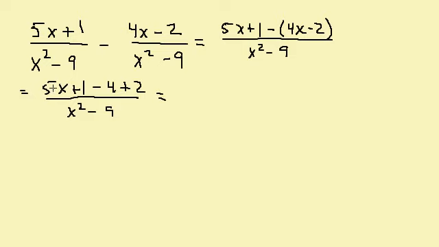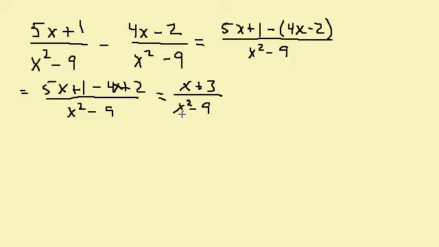Now we combine like terms in the numerator. That should be a 4x there. So we have 5x minus 4x is x, and then 1 plus 2 is 3. And that's over the common denominator x squared minus 9.